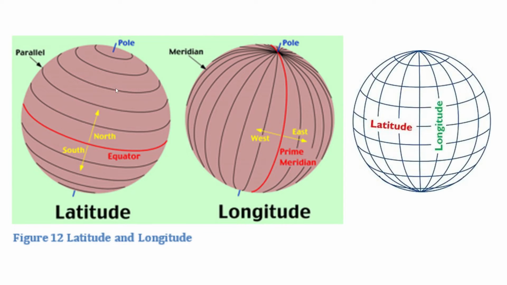So latitudes, which measure north and south of the equator, and longitudes, which measure east and west of the prime meridian, combined together, notice, creates a grid for our Earth, and it helps us pinpoint exactly which location we're looking at.